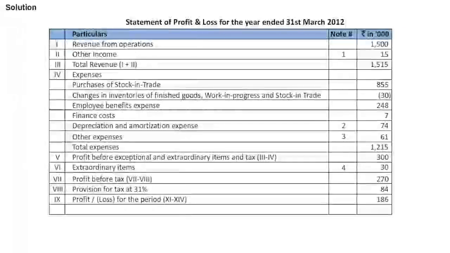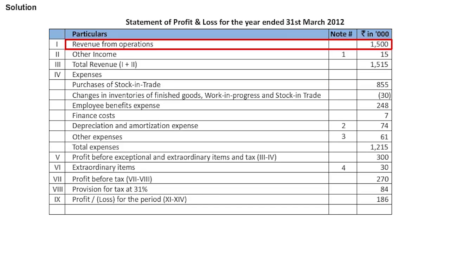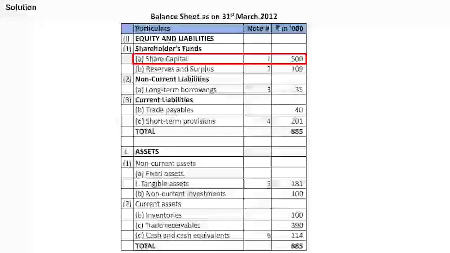Then purchase of goods for resale. Now obviously this is part of your purchases, 855. Then you have sales 1500, part of your revenue from operations. Share capital 500, that will be part of your share capital, 500.